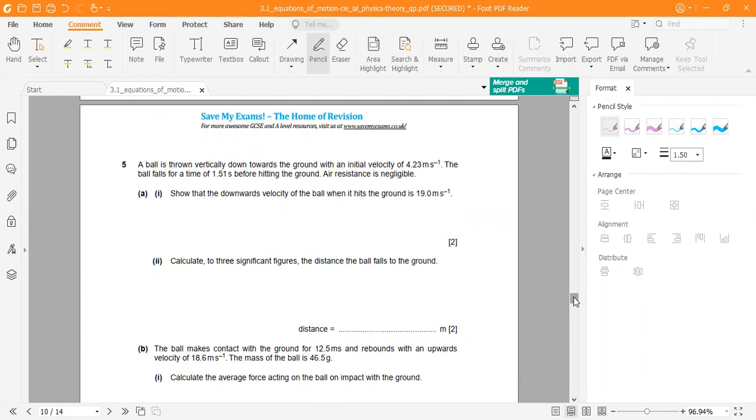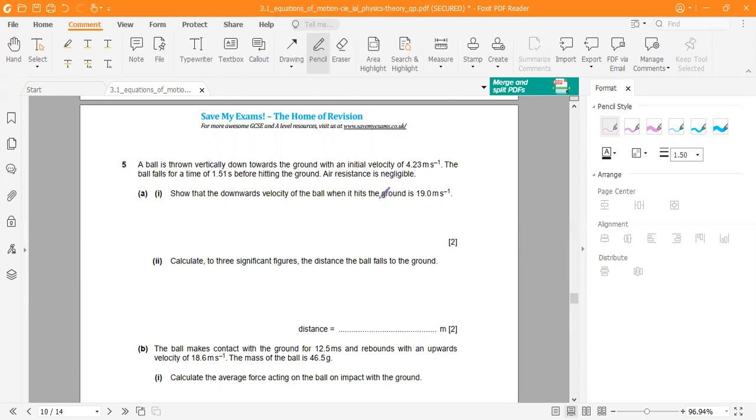Okay, so a ball is thrown vertically down towards the ground with an initial velocity of 4.23 meters per second. The ball falls for a time of 1.51 seconds before hitting the ground. Air resistance is negligible. Show that the downward velocity of the ball when it hits the ground is 19.0 meters per second. So the simplest way to do that, which equation will you use?